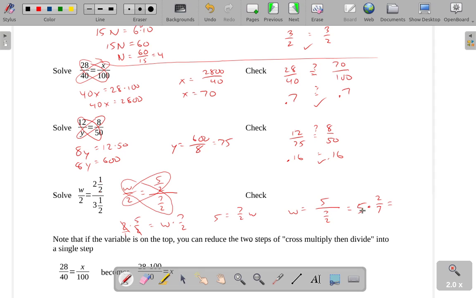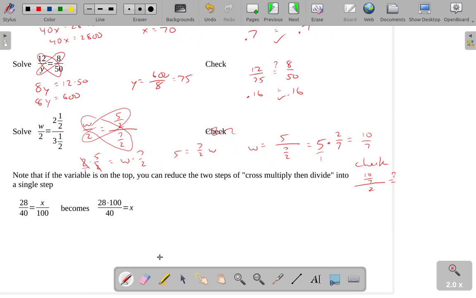Now I can multiply these together. Again, this 5 is in the numerator, the top part of the fraction, so I can do 10 on the top and 7 on the bottom. We get w must be 10 sevenths. To check this, we could do 10 sevenths divided by 2, question mark equals. It's definitely worth our while to check it when there's all this additional stuff going on. So question mark equals 2.5 divided by 3.5.